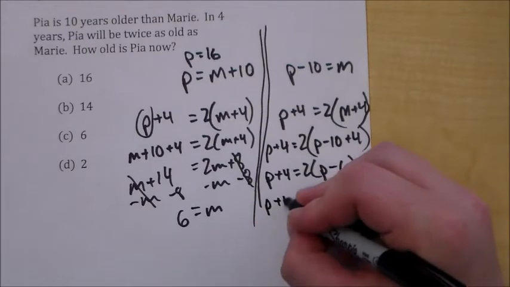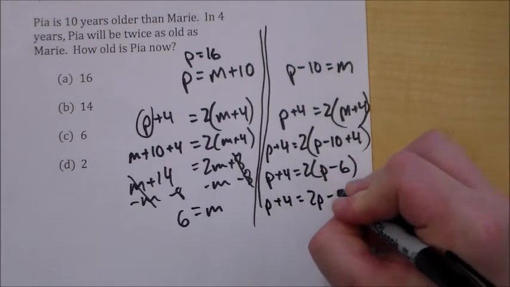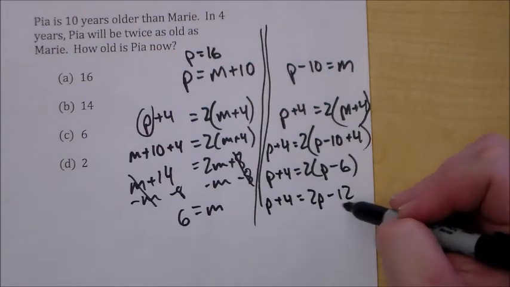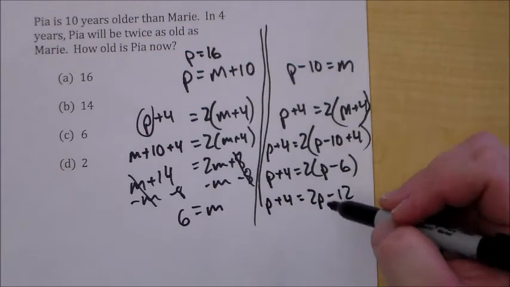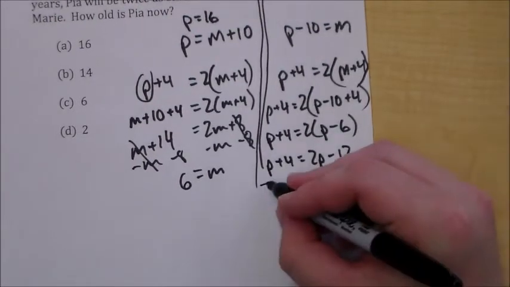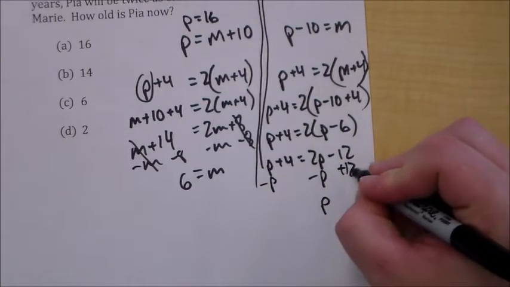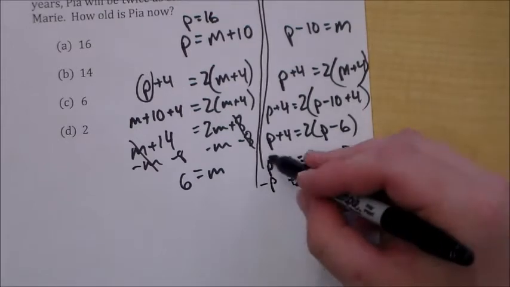Use the distributive property because that is fun to do. And we have 2P minus 12 equals P plus 4. Now what do we do? Well, let's just subtract P from either side and add 12 to either side. This cancels out.